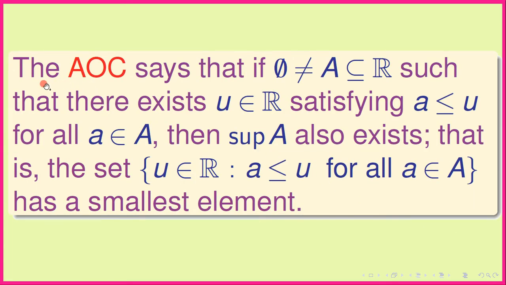The axiom of completeness says that if A is a non-empty subset of R such that there exists u in R satisfying a less than or equal to u for all a in A, then sup A also exists. That is, the set of all upper bounds of A has a smallest element. The set of all u in R such that a is less than or equal to u for all a in A, this set has a smallest element.